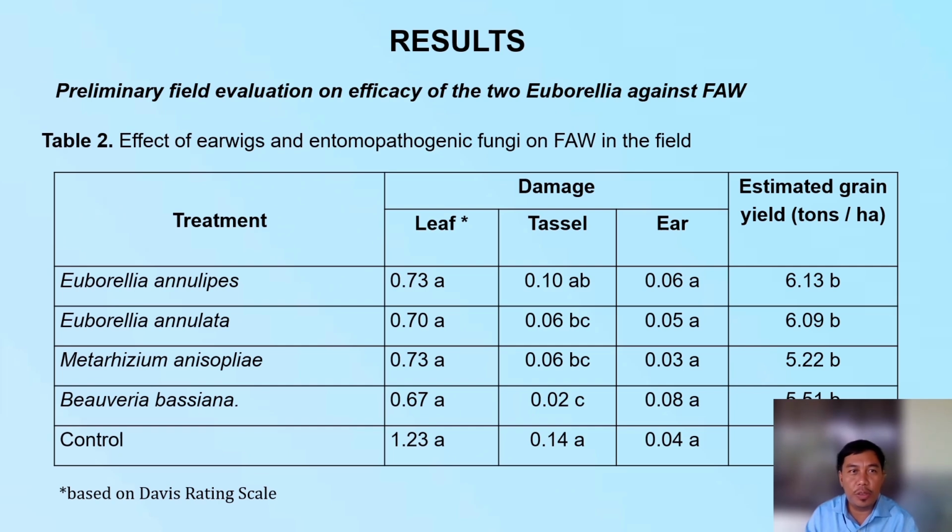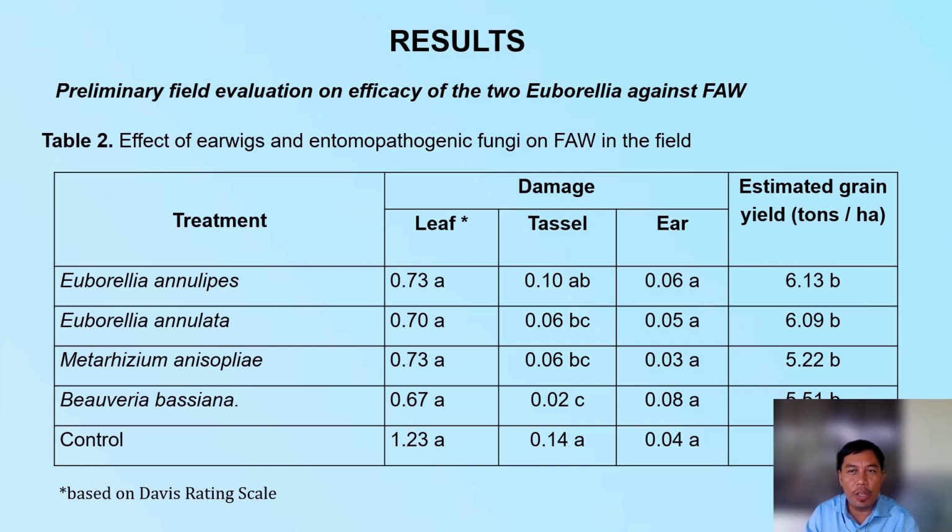Based on the results of a preliminary field evaluation on efficacy of the Euborellia against FAW, there was no significant difference in leaf damage, same with the number of damaged ears for all treatments. However, significant difference was found in the number of damaged tassels, wherein treatments E. annulata, M. anisopliae, and B. bassiana recorded lesser damage as compared to E. annulipes and untreated control.